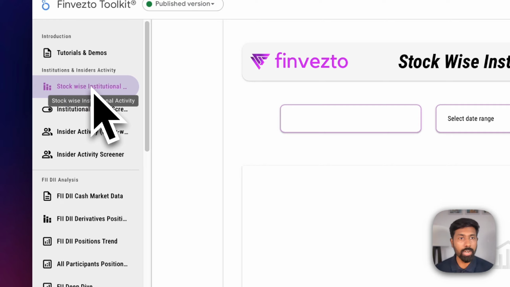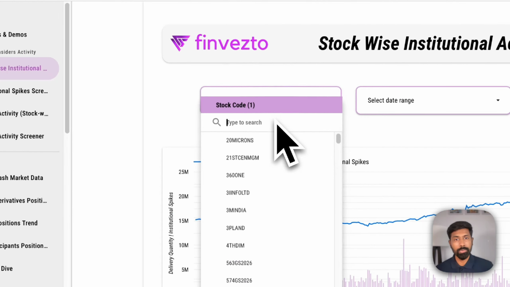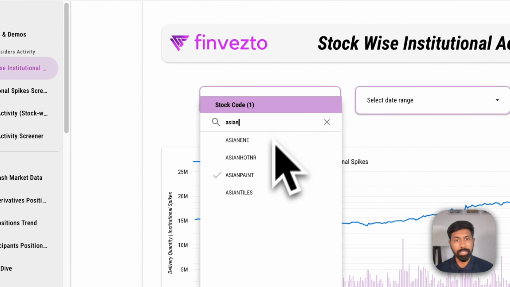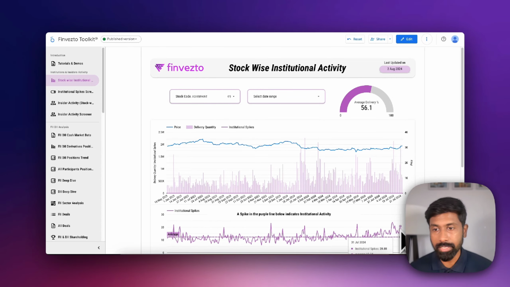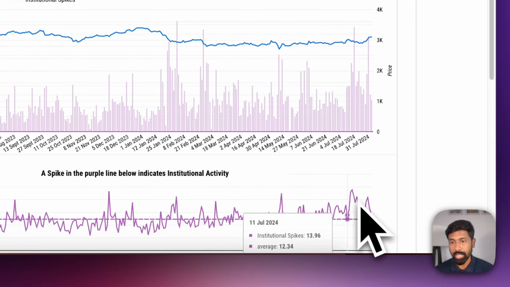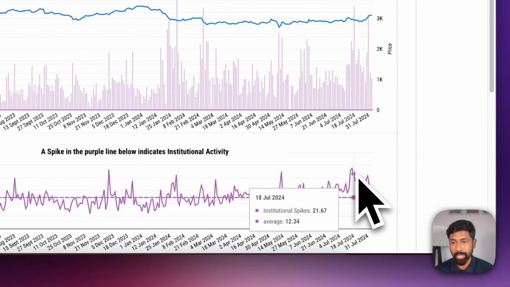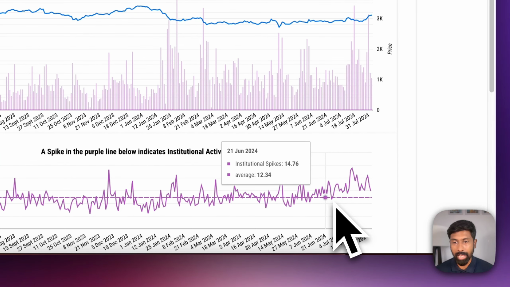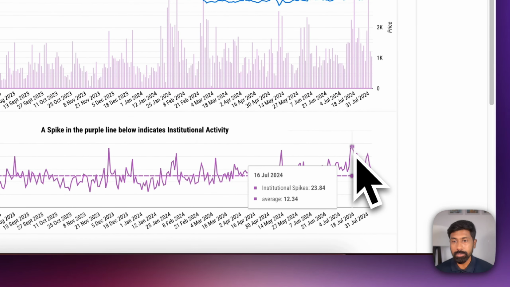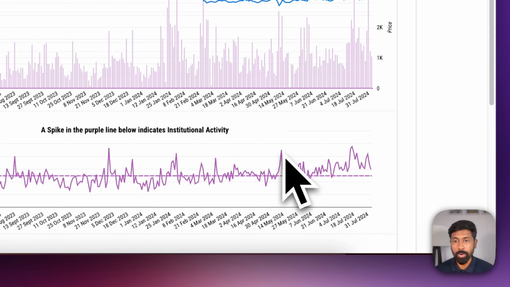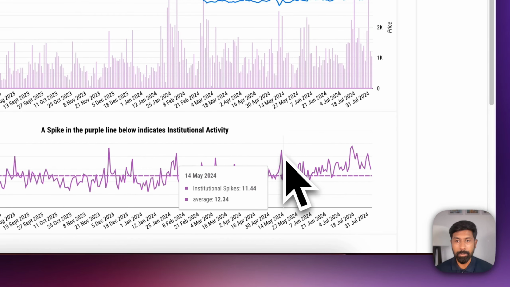You need to go to the stock-wise institutional activity and you need to actually put Asian Paints here. You can see that Asian Paints has witnessed institutional activity in the last few days. You can see the spikes here. This dotted line indicates average activity, but you can see the spikes, and these spikes indicate that someone big has actually entered. Some big money has entered.